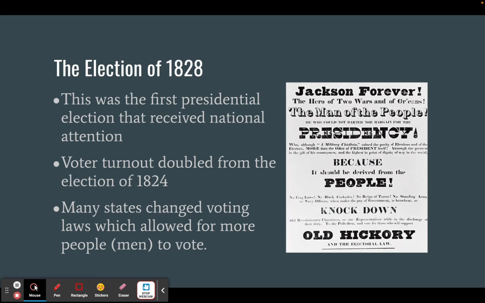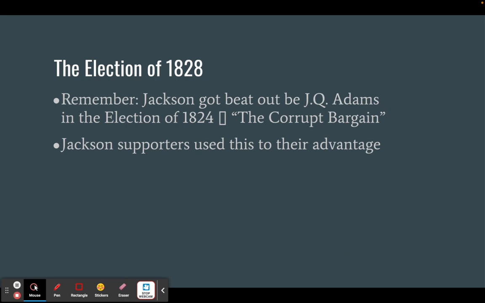This is going to become the first presidential election that receives national attention. Voter turnout doubles because of the expanding of the ideas of who can vote. In the election of 1824, Jackson had gotten beaten out by John Quincy Adams in what he believed to be a corrupt bargain, a bargain between the House of Representatives and John Quincy Adams, where he believes that the election was stolen from him. So when we get to the election of 1828, his supporters use this to his advantage.